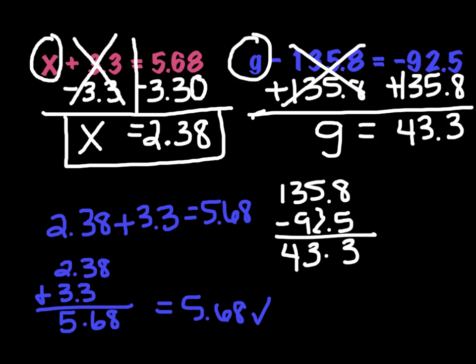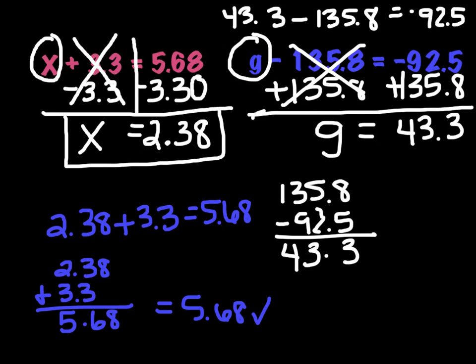And of course, I am going to plug in my solution and make sure that that's correct. If I plug in 43.3 minus 135.8, I'm going to check and see if I do get negative 92.5. Over here, I am subtracting. I can always change subtracting to adding the opposite. So I am adding together 135.8 plus a positive 43.3, which means I actually have to find the difference of these.